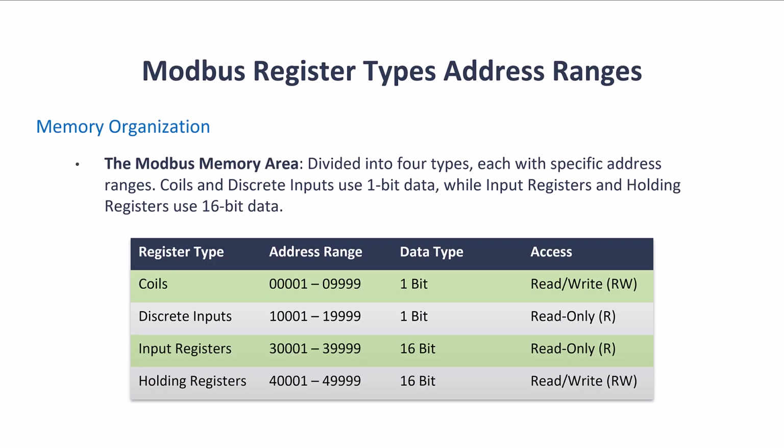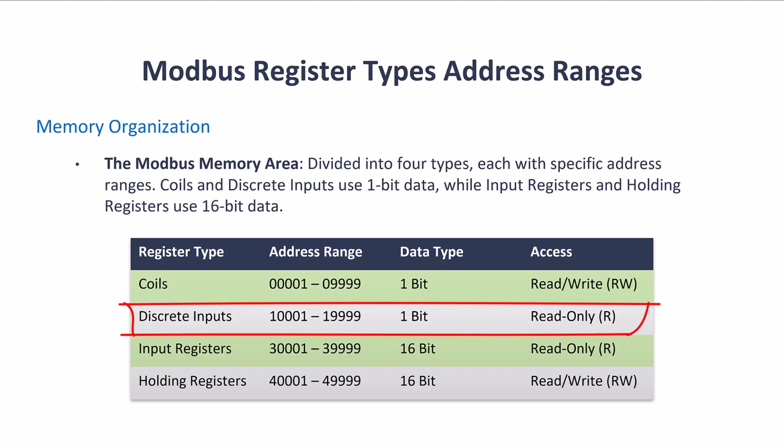Okay, now that we've gone over the different Modbus registers, let's take a closer look at how their address ranges are organized. This table shows the standard layout used for each register type. While manufacturers may vary, these ranges reflect the classic structure you'll often find in Modbus documentation. Coils start at address 1 and go up to just under 10,000. Each address represents a single bit that can be read or written.